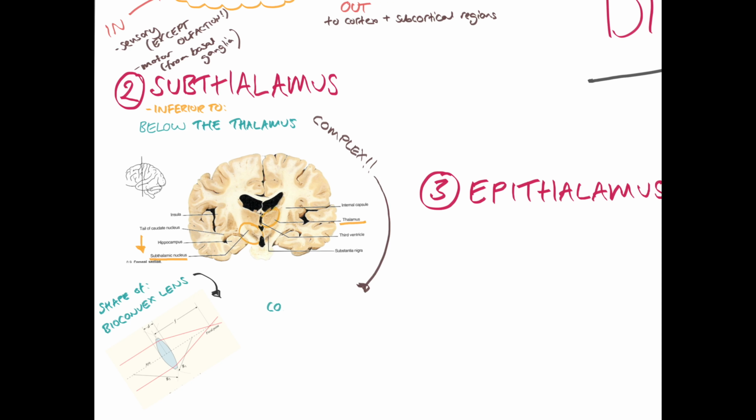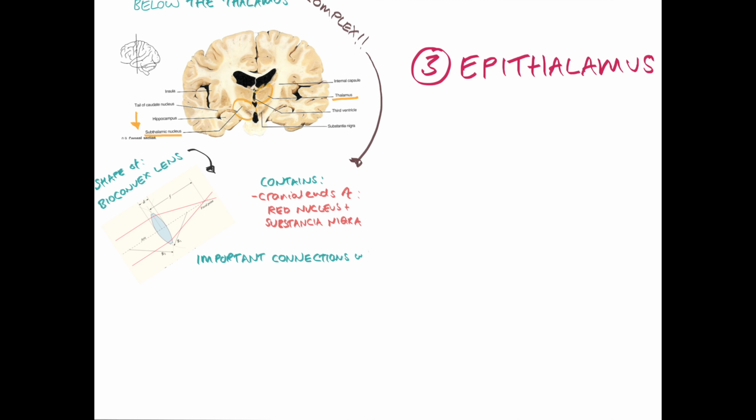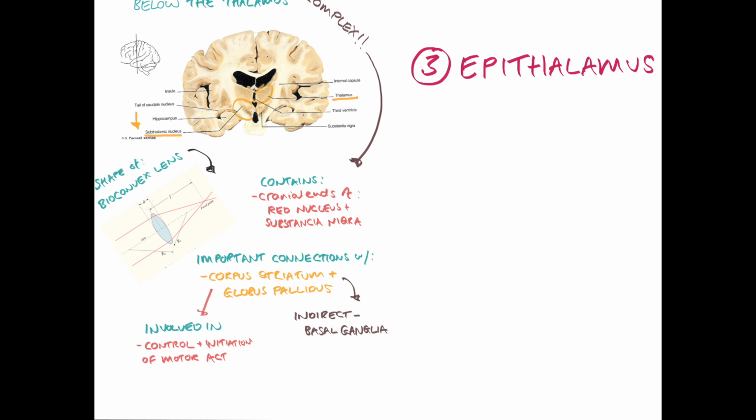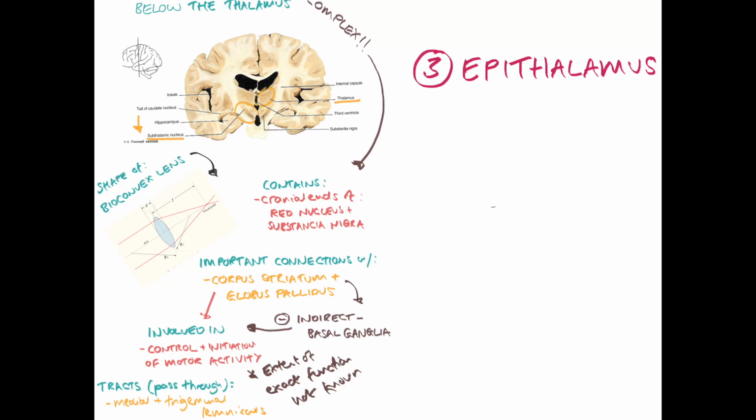The subthalamus is a complex structure. It contains the cranial ends of the red nucleus and the substantia nigra and has very important connections with the corpus striatum and globus pallidus. It forms part of the indirect pathway with the basal ganglia and thus is involved in the control and initiation of motor activity. There are some tracts which pass through the subthalamus on their way to other structures, such as the medial and trigeminal lemniscus. It's also worth noting that the extent of the exact function of the subthalamus in humans is not known.